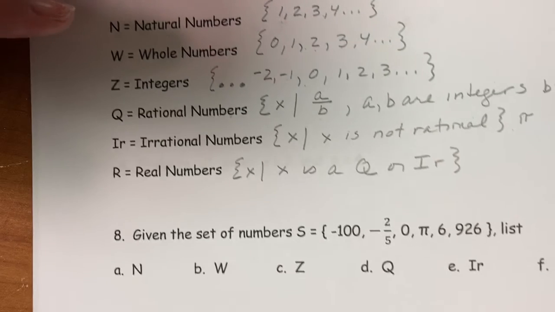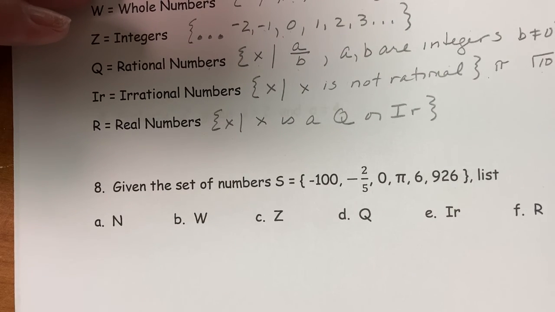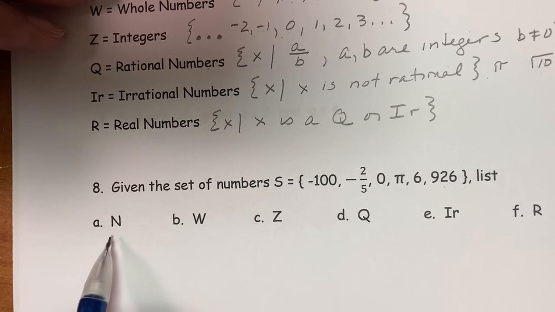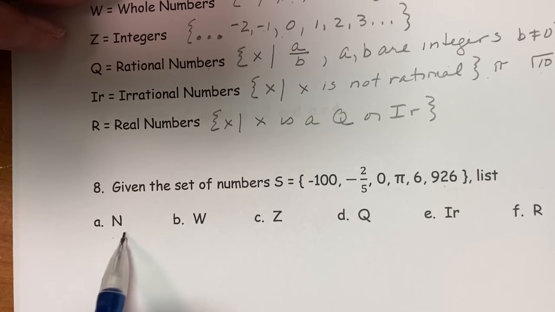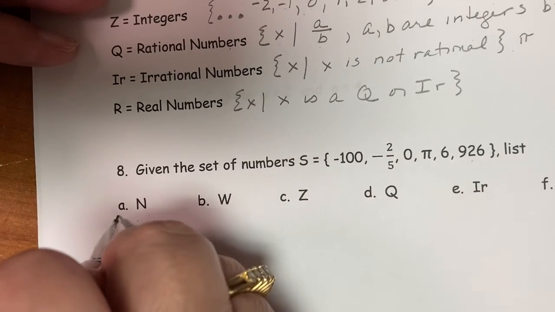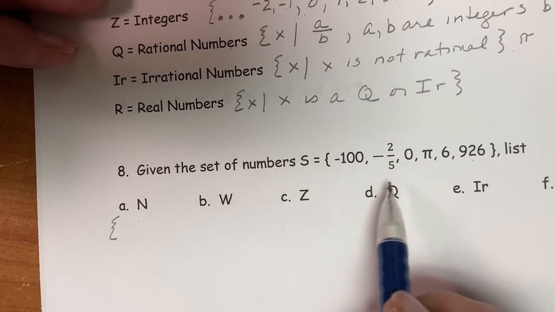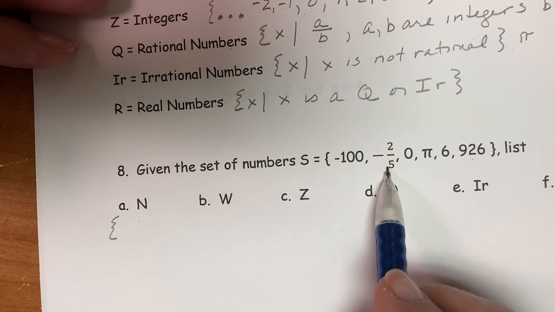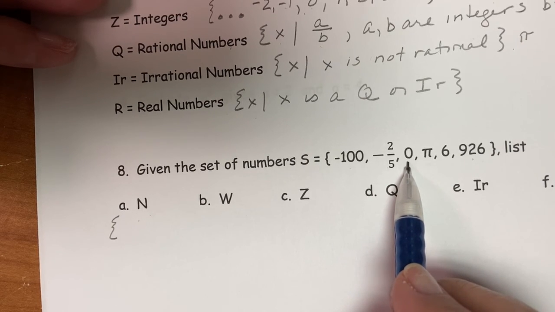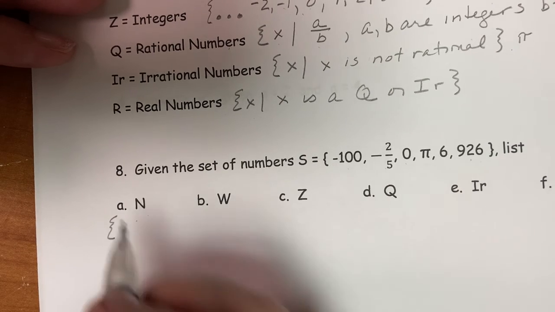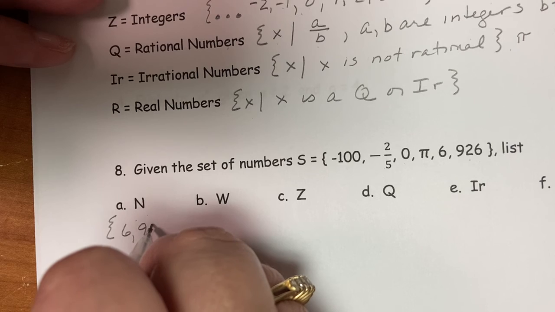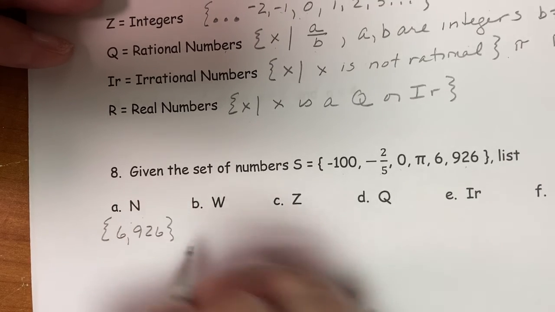All right, so let's go down to number 8. I know this video is getting kind of long. So here's a set of numbers. And we're just going to go ahead and list each one of these sets. So natural numbers. Which numbers of these are natural numbers? Well, natural numbers don't include any negatives. Doesn't include 0 or pi. The only natural numbers in that list are 6 and 926.